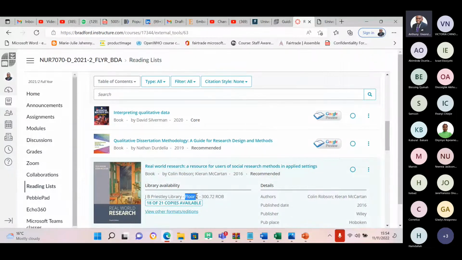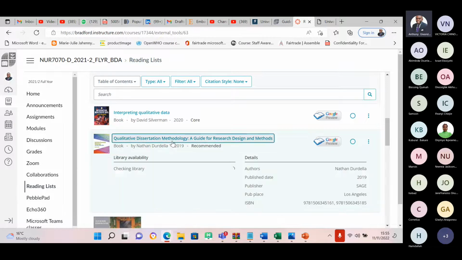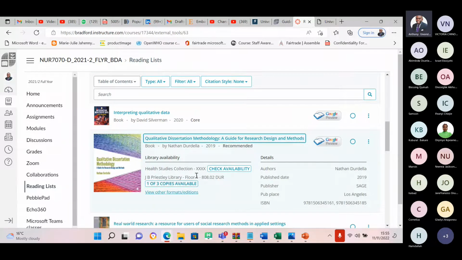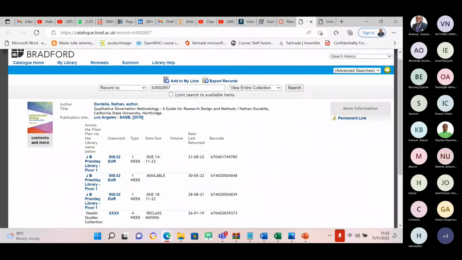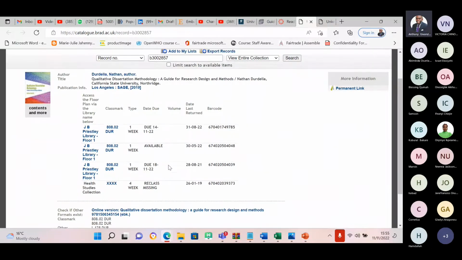This is where it is. You can copy it out. This floor 2, 300.72. Qualitative dissertation methodology. Even this one I didn't read. So this is only 3 copies. People have borrowed it too. See? There's only one copy available. So you can rush and borrow it before it finishes.